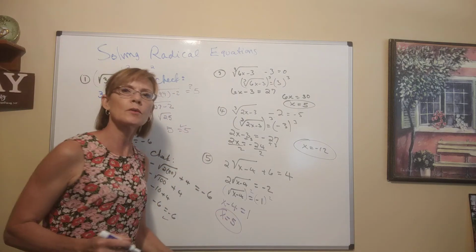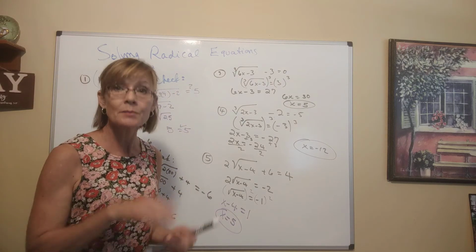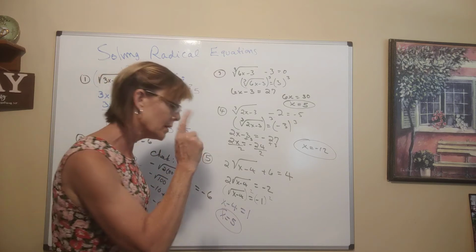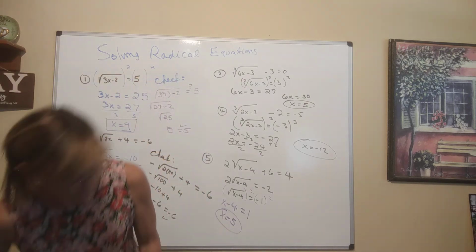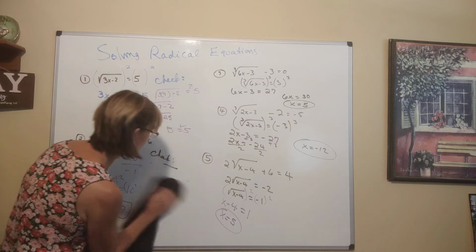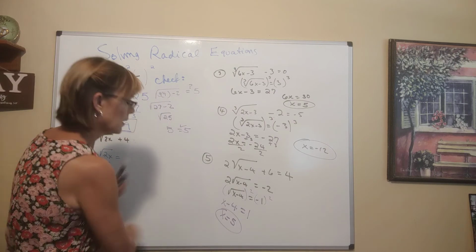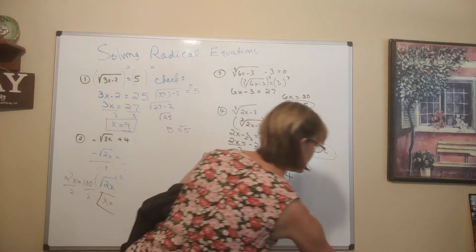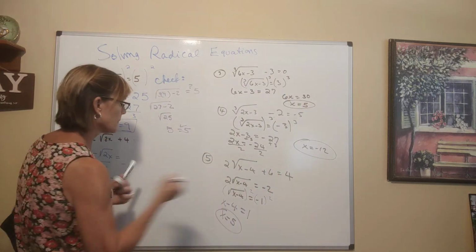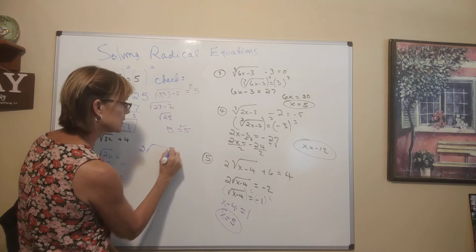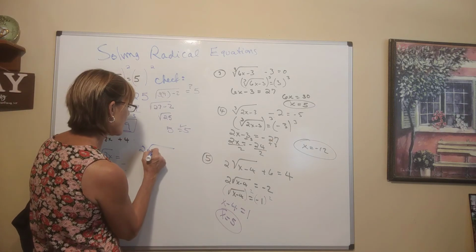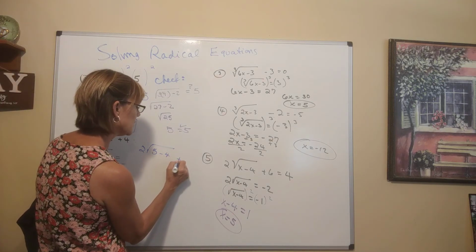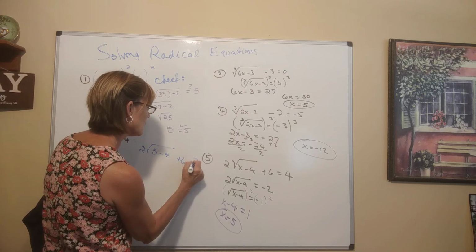So we look like we're finished, but we also have to check because the index is even. So part of the process. Let's do the check real quick over here. If we do a check, we'll plug this answer into the original. So it looks like this. Does 2 times the square root of what we think our answer is, 5 minus 4, plus 6 equal 4? This is what we're asking ourselves.